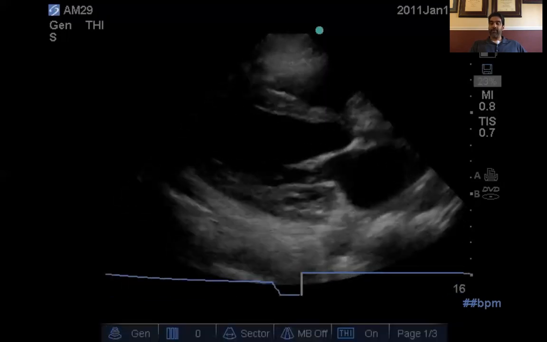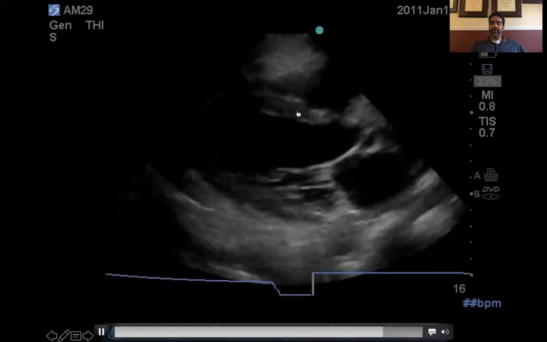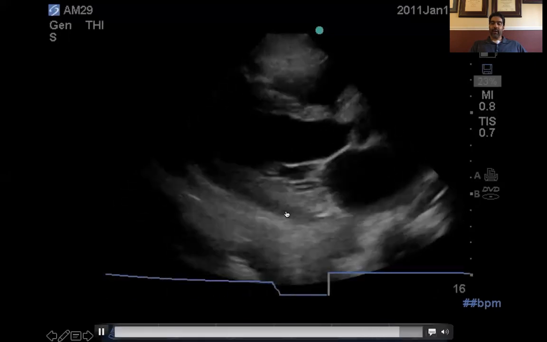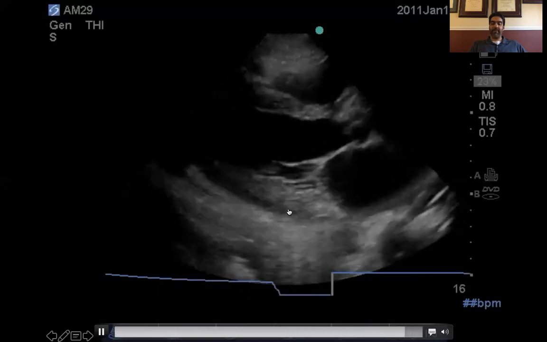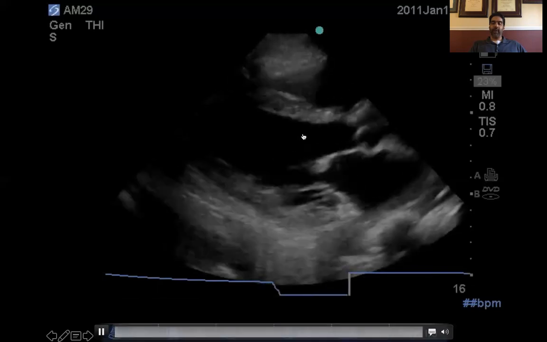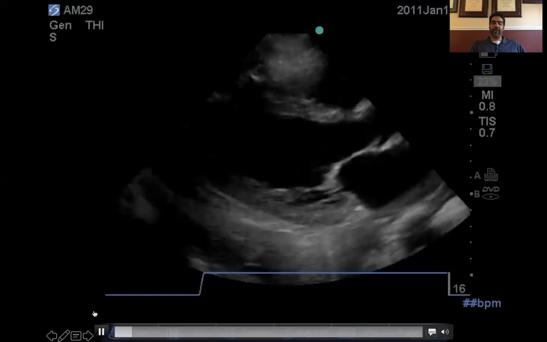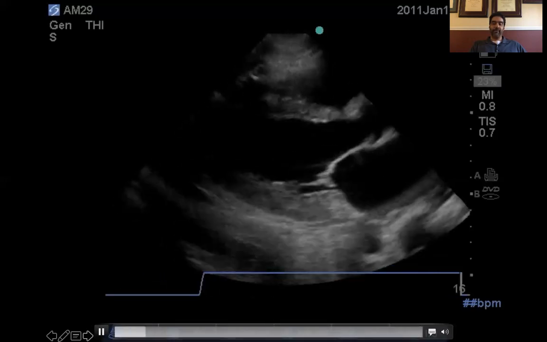So bad excursion. If you look at thickening, there is really no thickening of that septum. And there's some thickening of the infralateral wall, but it's not quite doubling in thickness. Okay, so I would call this severe global LV dysfunction. We'll ignore, there's some degree of regional wall motion abnormality there, but we'll ignore that for now.